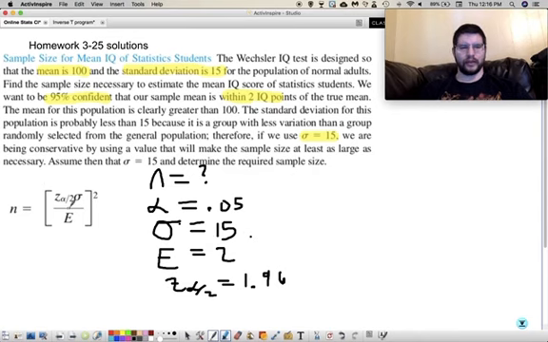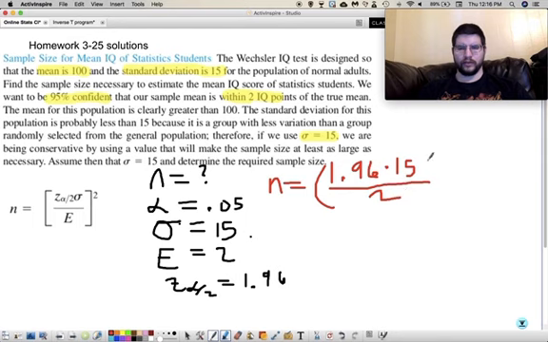All right, now we got the numbers, plug them in. So we know n is 1.96 times our sigma divided by 2, and we're going to square that. Now, if I had to guess, these two are really close together. I'm going to say it's about 225.